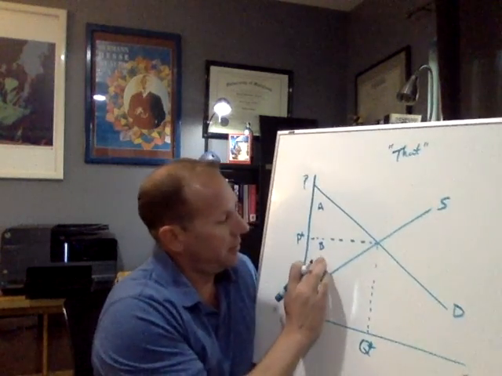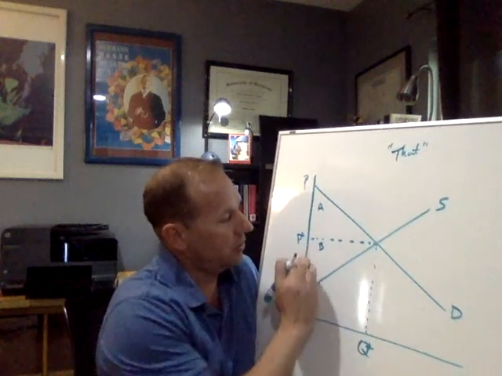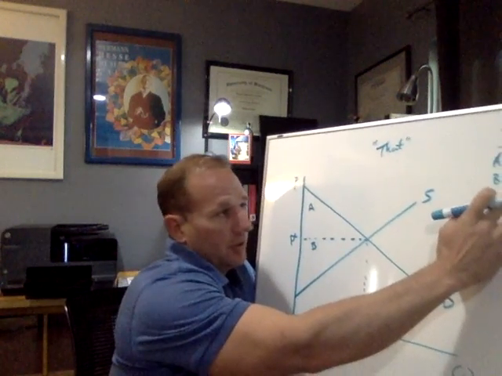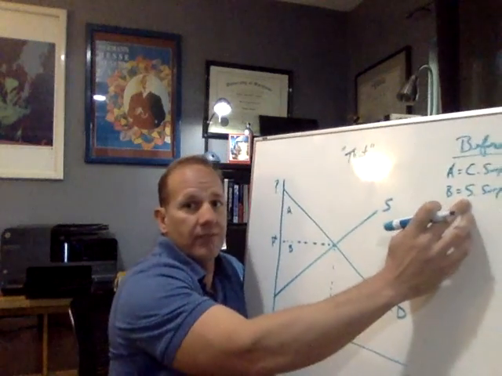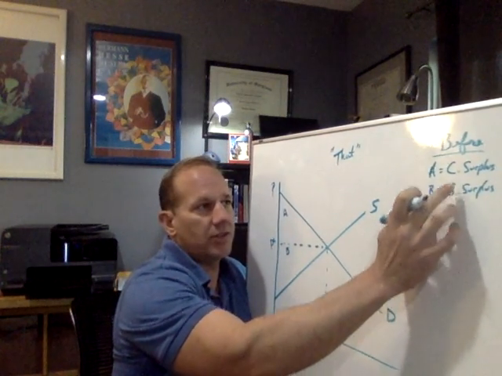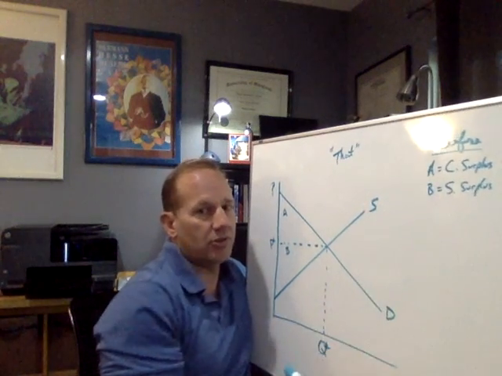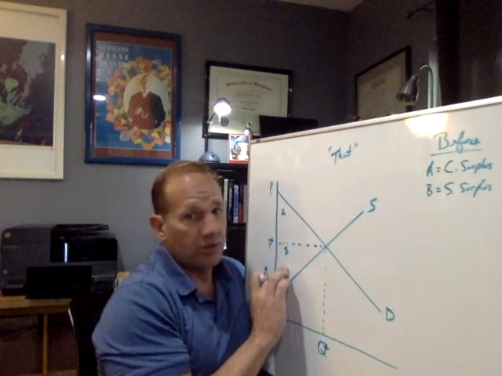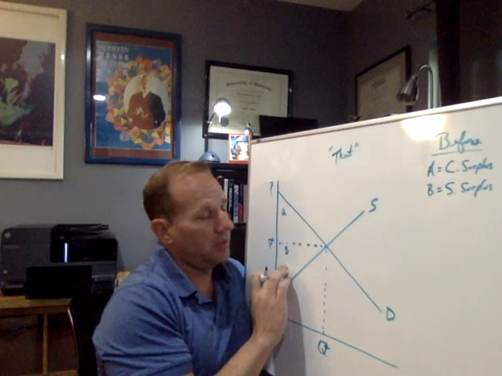Down here, letter B, this triangle corresponds to seller surplus. That's an abbreviated S for seller, abbreviated with just the S. That's consumer, abbreviated with just the C. So down here is the seller surplus, represented by point B or area B.